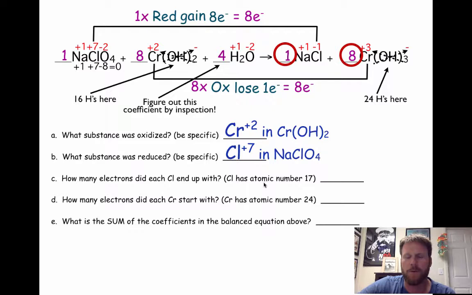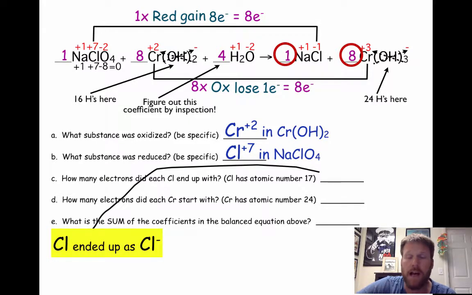Chlorine has an atomic number of 17. That means it has 17 protons, but it also means it has 17 electrons. So "end up with" means look at chlorine on the product side. Well, it is a -1. So chlorine goes from Cl and ends up as Cl minus. It had to gain an electron. So if it has 17 electrons normally and it gains an electron, that means it ends up with 18 electrons.